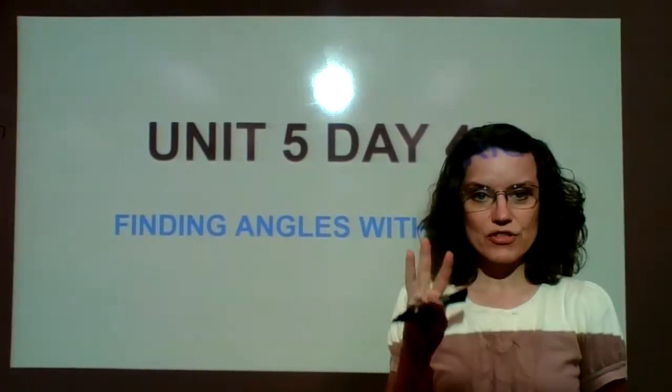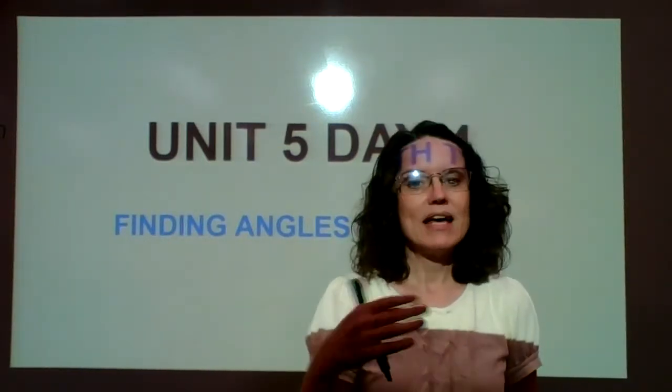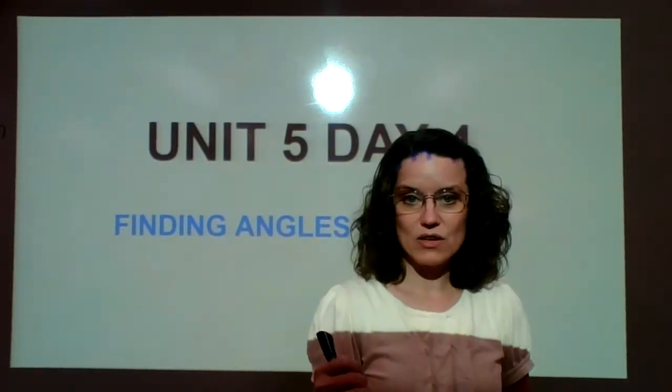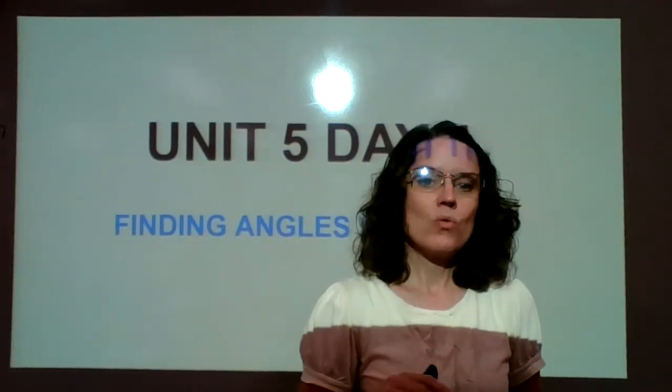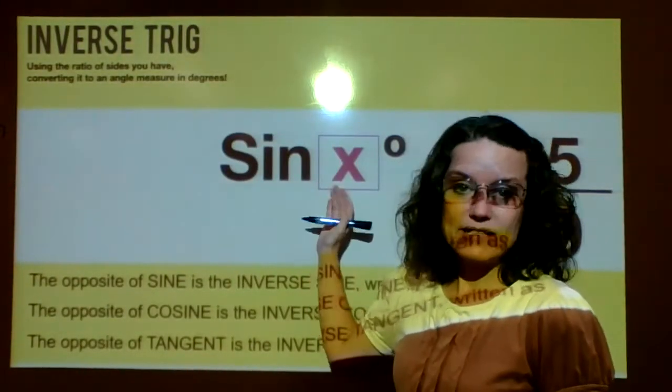Today we're going to be finding missing angles of triangles using trigonometry. We had our three trig ratios: sine, cosine, and tangent. So far, every time we've used those, we've known the measure of the angle that we were doing the sine, cosine, or tangent on. Today, we're going to figure out what to do when we don't know the angle that is being sined or cosined or tangented.